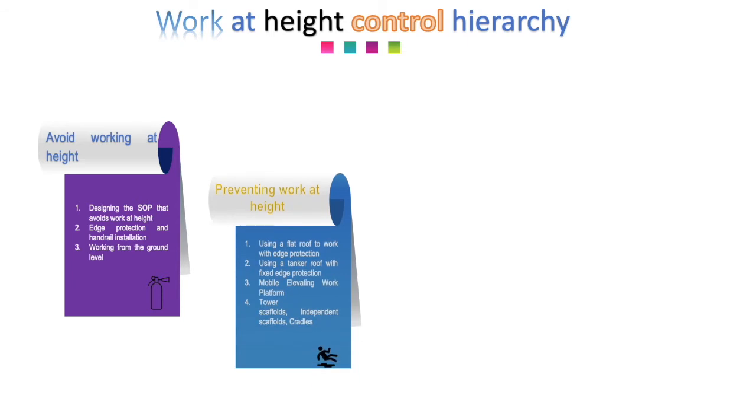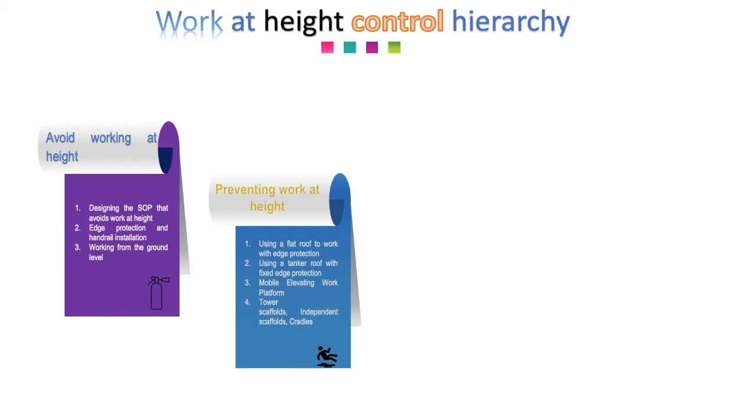Then we can prevent working at height if we can't avoid it. So in this scenario, we can discuss how we can prevent work at height. First of all, using a small flat roof with edge protection is one of the options. Then using a tanker roof with fixed edge protection would be the other option.